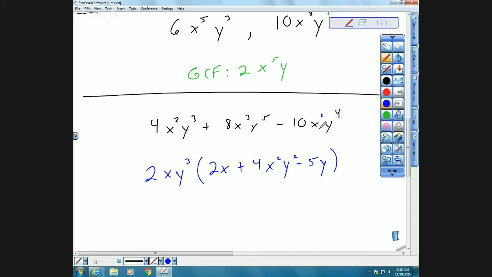So you take your GCF out of each of those, and then you're taking it away from each term. You can distribute these back and end up back here at your original one to check your answer.